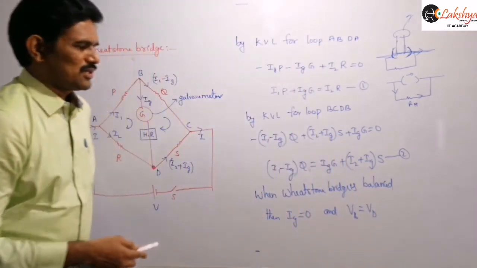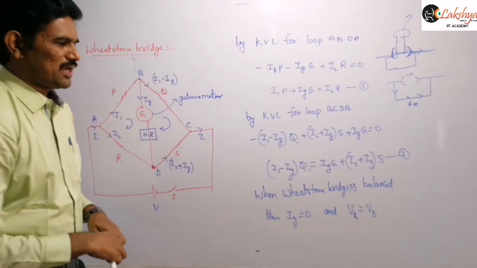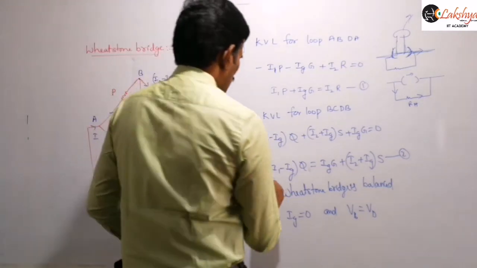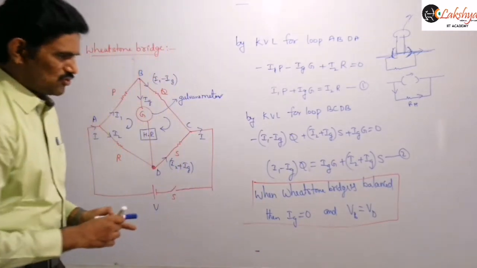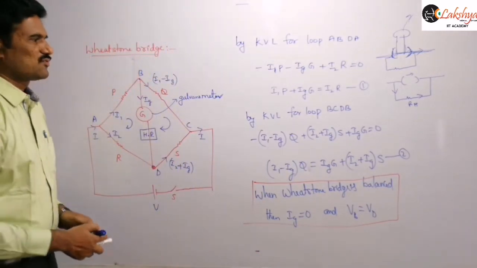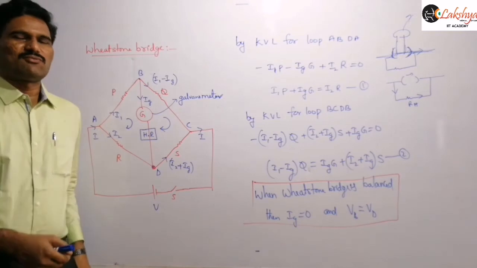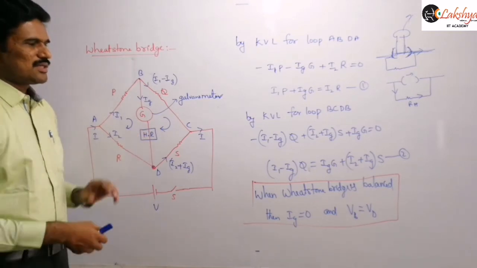So this is the balancing condition. When the bridge is balanced, the Ig value is equal to 0, and we can also say Vb is equal to Vd. So that is the condition for balancing the Wheatstone bridge. Whenever the bridge is balanced, that is the indication.